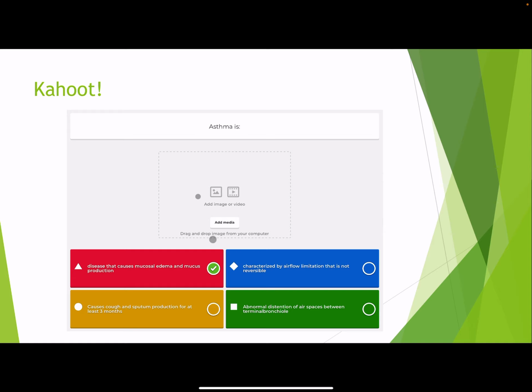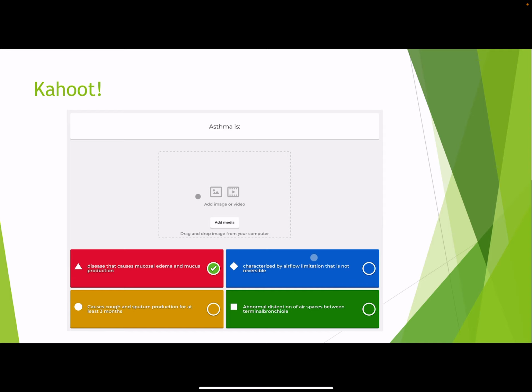So I'd go back over with my students and say, so this blue diamond over here that says characterized by airflow limitation, that is not reversible. So the difference here is this word reversible, because one of the key factors to asthma is that we can give you some medications and we can reverse what's going on and we can put you back to normal. You can go about your day, have an asthma attack, it goes in one direction, and we can reverse it the other direction. Down here, causes a cough and sputum production for at least 3 months. That's basically the definition of bronchitis. And then the green one down here, abnormal distension of the air sacs. That's basically the disease process of emphysema. So we can tell that, like, if this said emphysema is, then we would know that that's the answer.